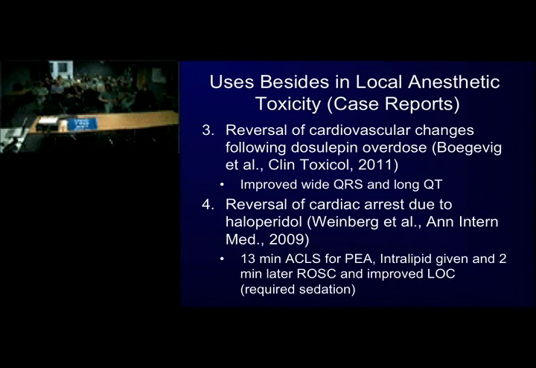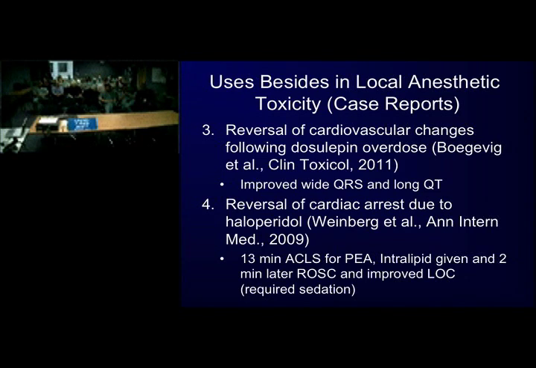Another one follows a tricyclic antidepressant, dosulipin, overdose. Again, in the psychiatric world, someone was trying to commit suicide, and they found ECG changes that were preempting a cardiovascular collapse. So someone thought, well, before anything gets worse, let's give Intralipid a try. What they found was that the ECG changes, which consisted of a wide QRS and long QT, improved with Intralipid treatment.